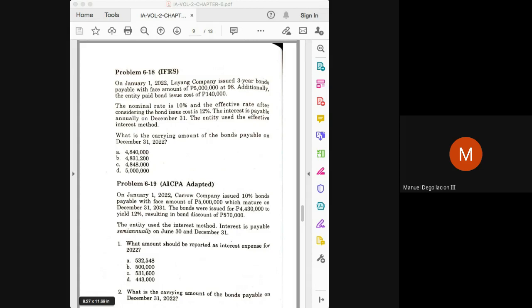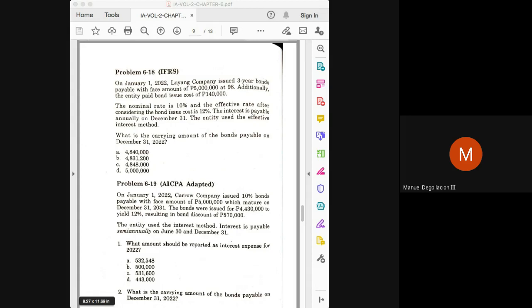Okay, and how do we do that? We deduct the amortization for the year from the previous balance of the discount. How much was the previous balance of the discount? It was 240,000. Okay, and you deduct the amortization for the year of 71,200. The remaining discount after 1 year would be 168,800. And with this, we already have what we need to solve for the carrying amount of the bonds.